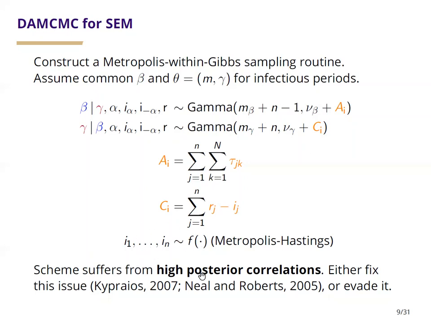Now the scheme will suffer from high posterior correlations. Again, I'm trying to emphasize this with the color font for A and C to say that these terms are principally important in our Gibbs steps. Now we can either fix this issue, this is sort of the body of work in Kypraios's thesis, or we can evade it entirely. And evading this entirely is the focus of this research.